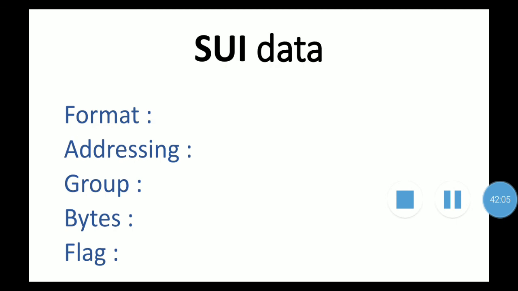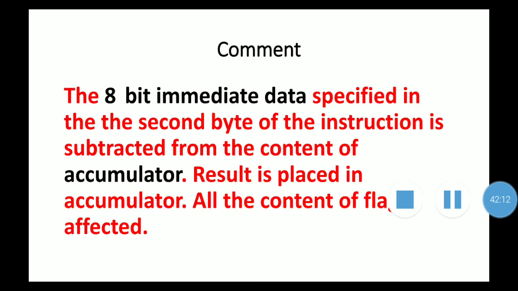Subtraction SUI data, that is, subtract immediate data. The 8-bit data specified in the second byte of the instruction is subtracted from the content of the accumulator. The result is placed in the accumulator. All the flags are affected.